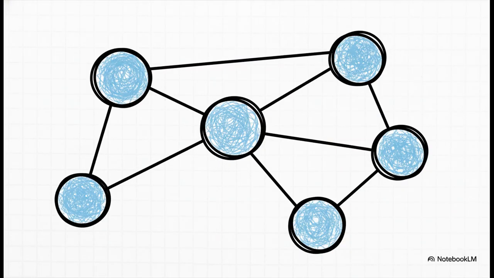Now, for the most complex relationships of all, we use graphs. A graph is really just a collection of nodes, we call them vertices in graph speak, and the connections between them, which we call edges. There's no hierarchy here, no root, no start or end. It's just a pure free-form web of relationships.